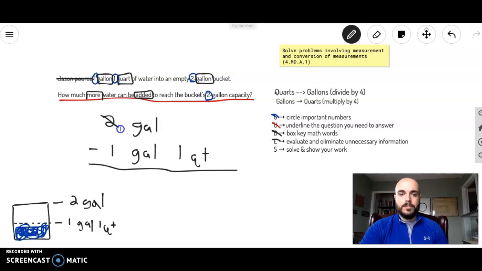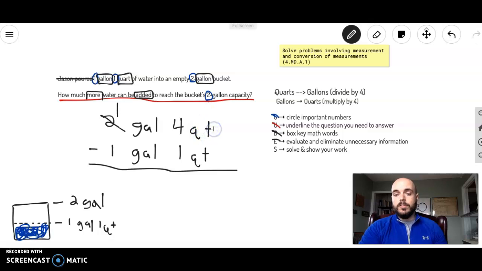So I'm going to cross this off. I have 1 gallon left. I'm bringing over 1 gallon's worth, but I'm not going to write 1 gallon here. I need to know how many quarts are in a gallon. Well, let's see. Quarts to gallons, I need to divide by 4, and gallons to quarts, I need to multiply by 4. Okay, if I know I have 1 gallon, and I'm bringing it over, I need to multiply times 4. So that gives me 4 quarts.